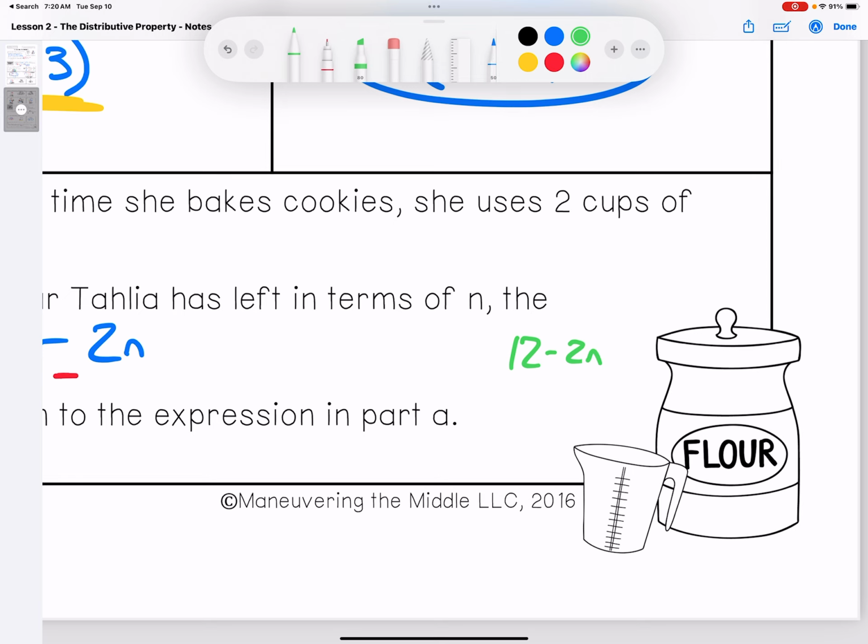All right, what number will come out of both of those? 1, obviously, but also 2. So you're taking 2 out, so you write it outside the parentheses. 12 divided by 2 is 6. Negative 2N divided by 2 is negative N. Okay? You didn't take the negative out, you just took the 2 out. So it's negative N. Okay?